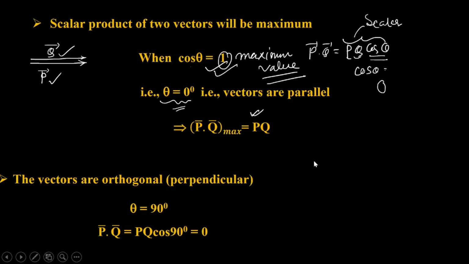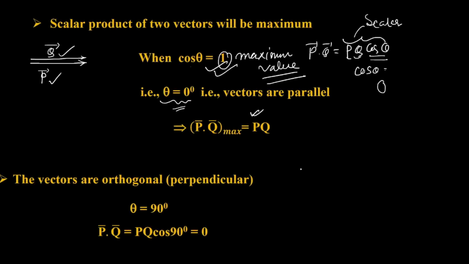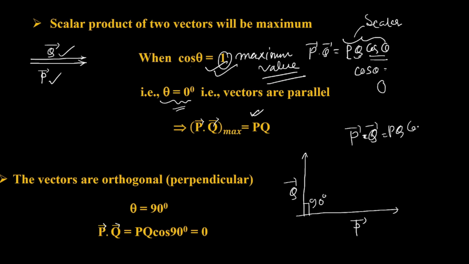Suppose here the vectors are orthogonal. Orthogonal means they're perpendicular to each other. One vector is this one, the P vector, and this one is the Q vector. They have a 90 degree angle between them. So according to the formula, P dot Q is equal to PQ cos of 90 degree. This will give you 0 because cos 90 equals 0.